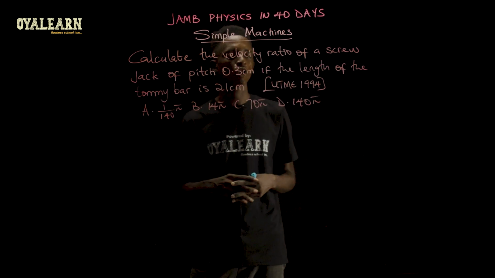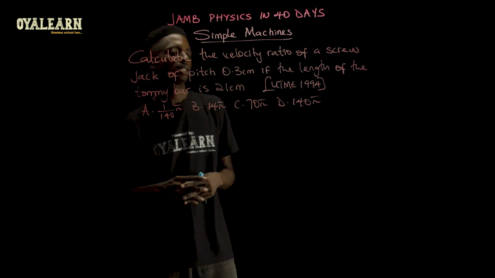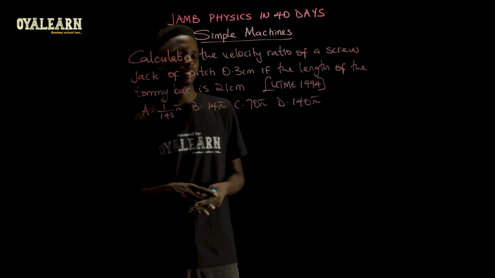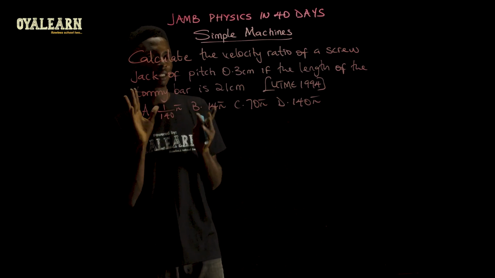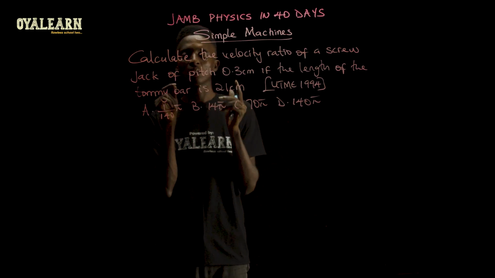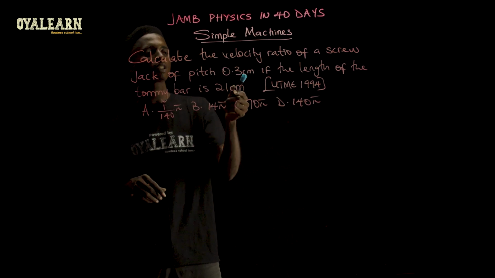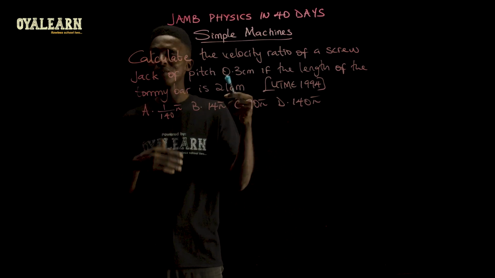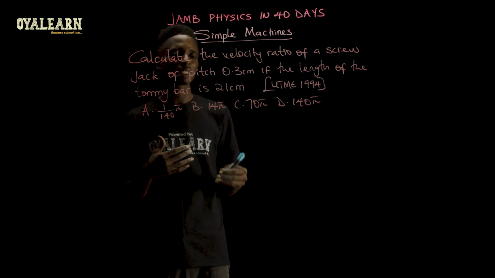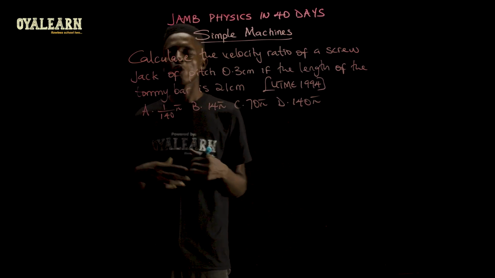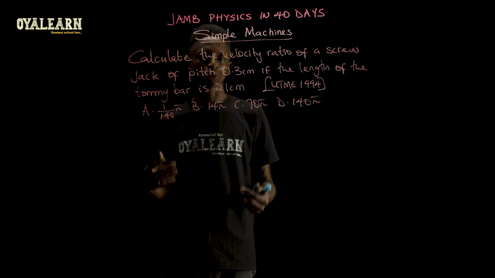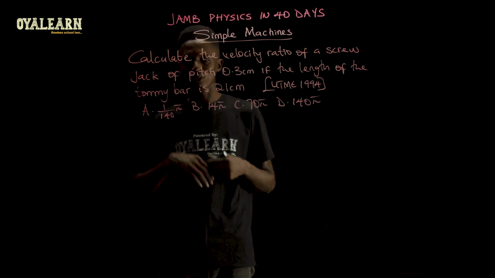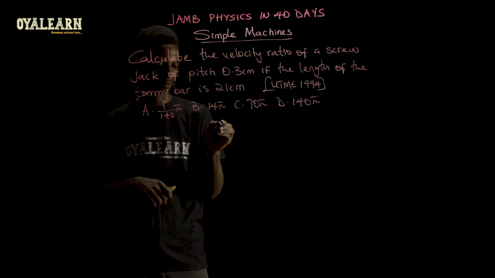Calculate the velocity ratio of a screw jack of pitch 0.3 centimeters if the length of the tommy bar is 21 centimeters. Now, one thing you have to take note of when you are solving a question involving a screw jack is that sometimes they often give them in different units. Like this is in centimeters now, the pitch could have been given in millimeters. So before you solve, either you convert both of them to millimeters or you convert both of them to centimeters and then solve. That way you would not make any error. But in this case, we have them in the same SI unit, so we can just go on to solve.